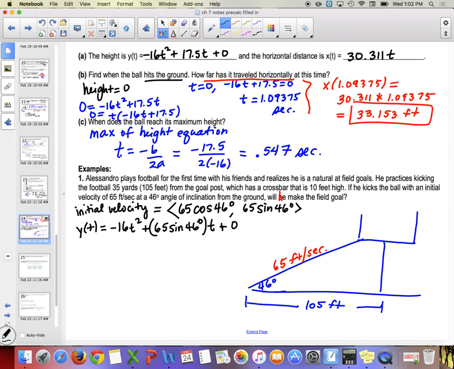All right. And then our x equation, x of t, what would that be? 65 cosine of 46 degrees times t, right? So for every second, it's gaining that much. So we want to know after 105 feet how high it is. So tell me how to do that. How do I find how many seconds it took to get to 105 feet out along the x direction?